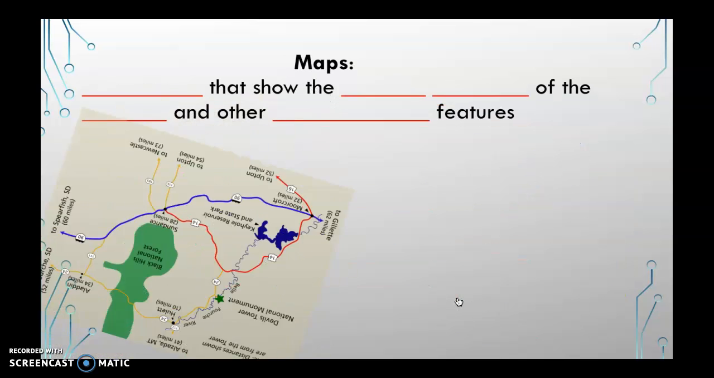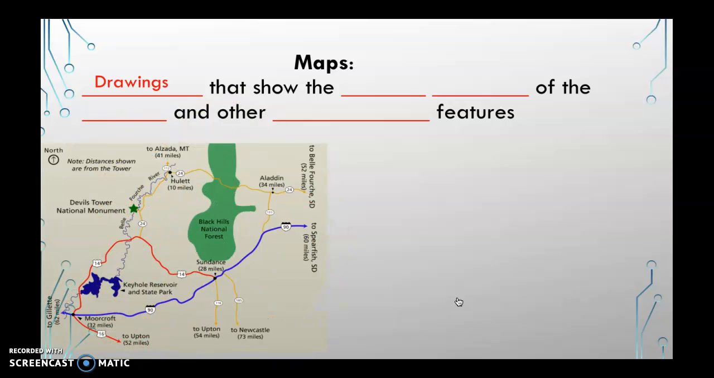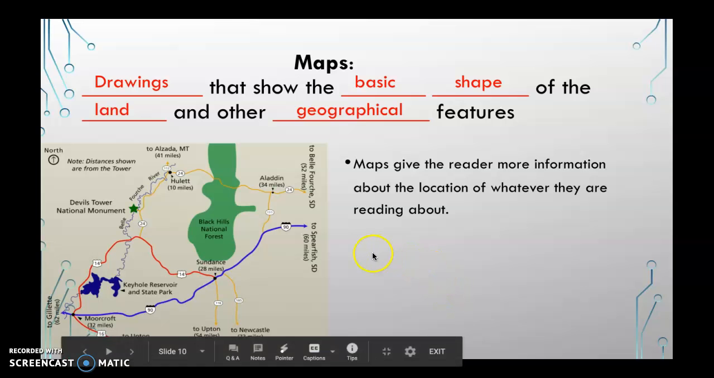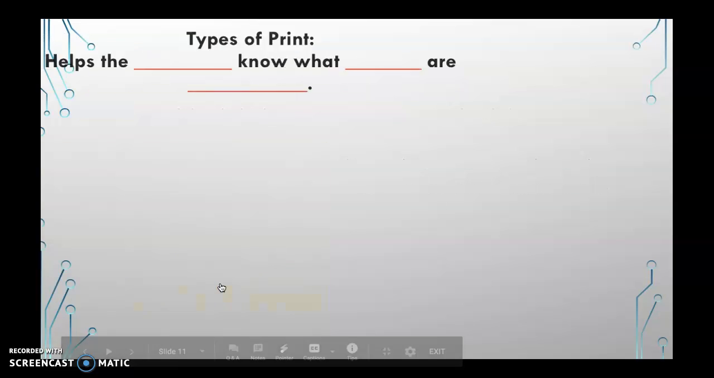Then we have maps. So these are drawings that show the basic shape of the land and other geographical features. These you should be very familiar with from social studies. And maps give the reader more information about the location or whatever they are reading about. It could also give you the explanation of different symbols that are being used on a map.